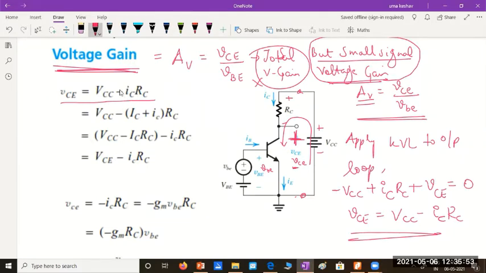Next, for this IC, the total instantaneous current, I'll substitute the DC plus AC value. This is your DC bias collector current. This is the AC small signal collector current. So substitute capital IC as capital IC plus small IC. Separate them out. So I'll group the terms with all capital subscripts together: VCC minus capital IC into RC. This becomes my capital VCE or the DC collector emitter voltage.